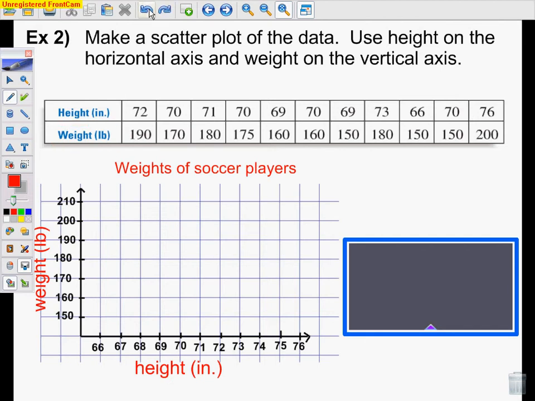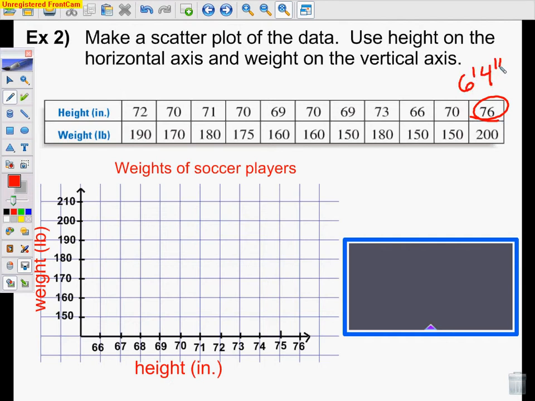Just so that we know this, how many inches are in a foot? 12 inches. So how tall in feet is a person that's 72 inches? That person would be 6 feet tall because 12 goes into 72 6 times evenly. How tall would a person that's 70 inches tall be in feet? That would be 5 foot 10 inches. Let's do one more. This 76-inch tall person, how tall would they be? That person would be 6 foot 4 inches.